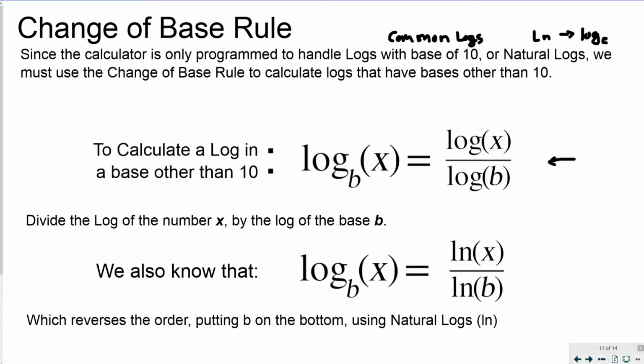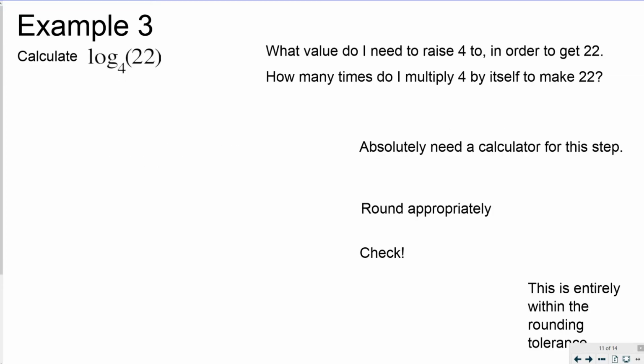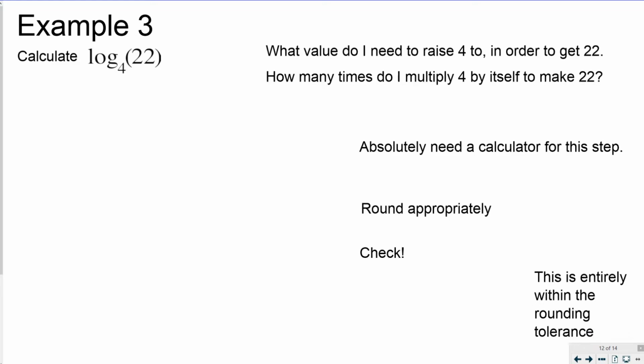It is not reversing the order, but it's using natural logs instead in order to calculate the value of your equation. So now we are going to take a look at some examples of using the change of base rule. On this problem here, I've added lots of side thoughts that I'm going through in my process just to illustrate exactly what I am doing in order to calculate log base 4 of 22.